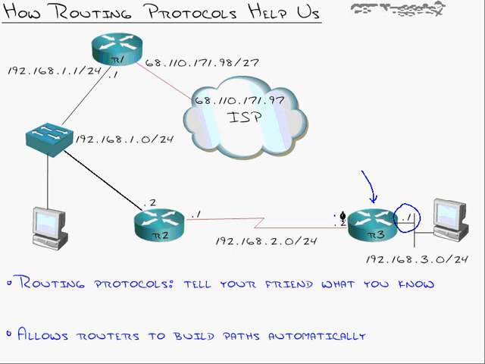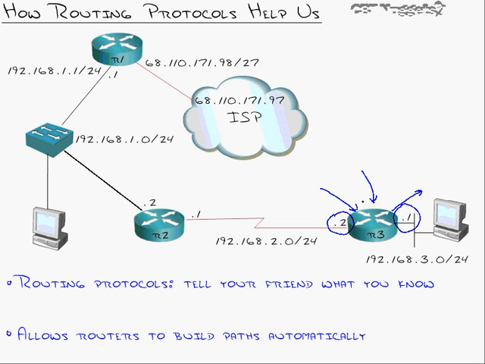Same thing is true for 192.168.2 over here on the left hand side. So out of the box, once you assign IP addresses to the interfaces, the router realizes that it can reach things on each one of those networks. What does the routing protocol do on top of that? Just tell your friend what you know. Routing protocols in their most basic sense are like gossip.